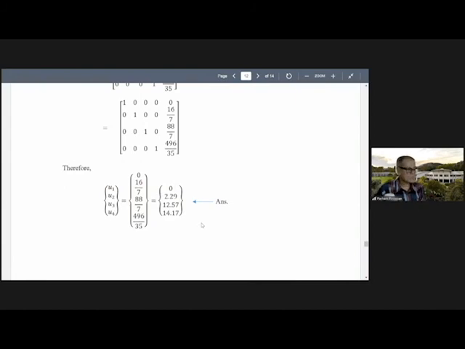All right, any questions on this? Before looking at one more item today, any questions on this Gauss-Jordan elimination method or row reduction method?